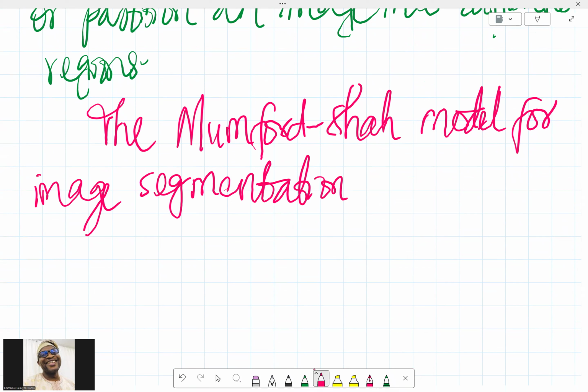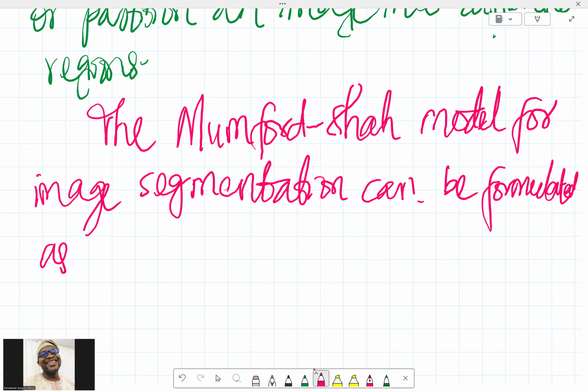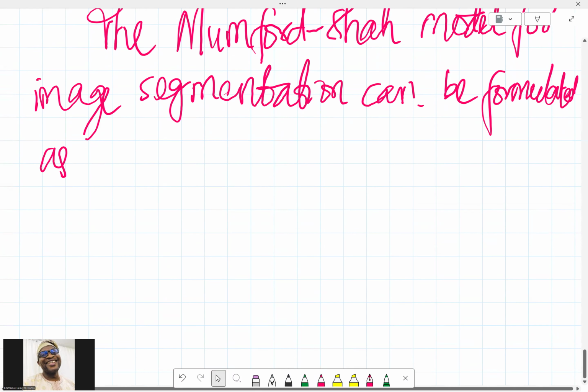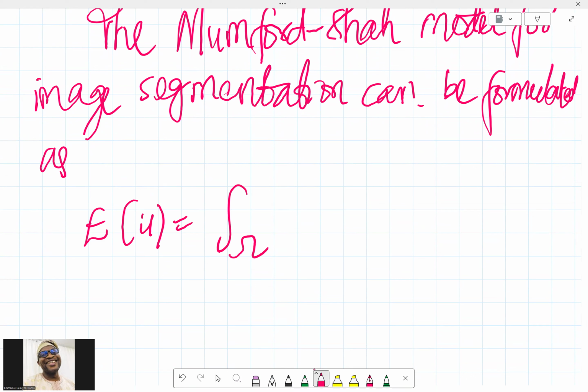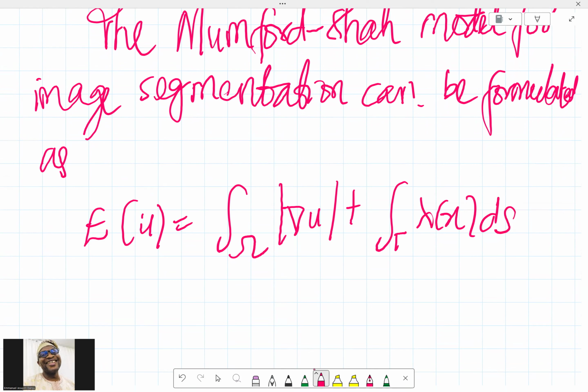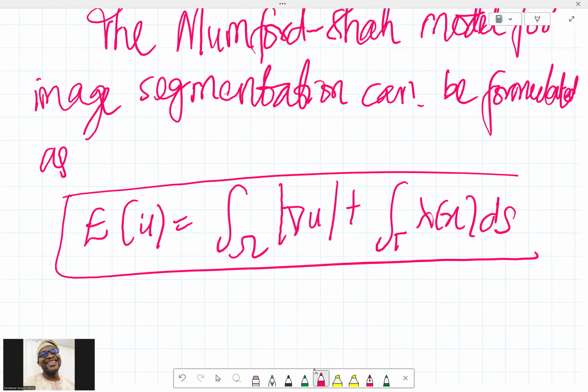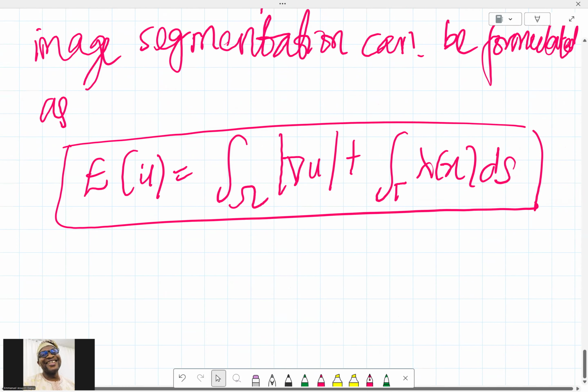So the Mumford-Shah model for image segmentation can be formulated as E of U equals integral across the space or curve of absolute value of nabla U plus integral across another one, that's lambda of x ds. Okay, this is the Mumford-Shah model for image processing.